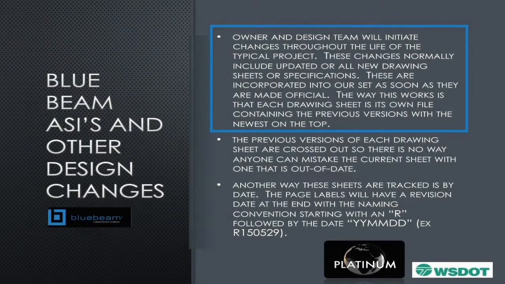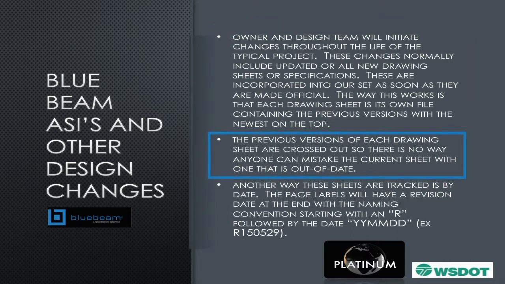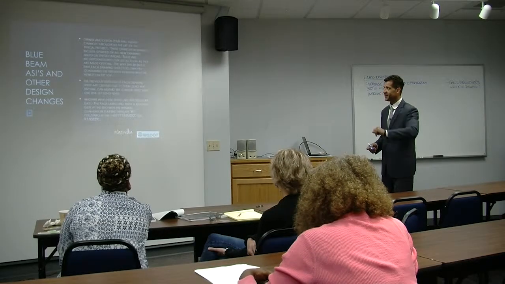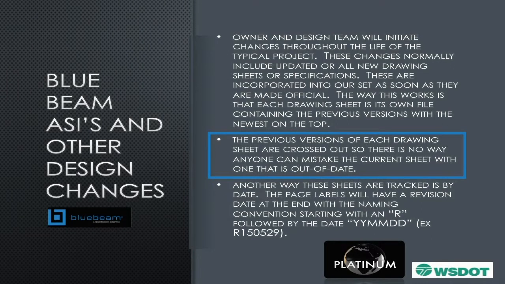The owner and design team also make changes, and that's where these ASIs come in. They'll initiate changes throughout the life of the project, and these changes include updates on new drawings and sheets and specifications, and then these are incorporated into the set and made official. The way this works is each drawing has its own file containing the previous versions, with the newest on top. The previous versions of each drawing sheet are crossed out. No, you don't want to bid on that one, right? So there's no way that anyone can make a mistake on the current sheet.